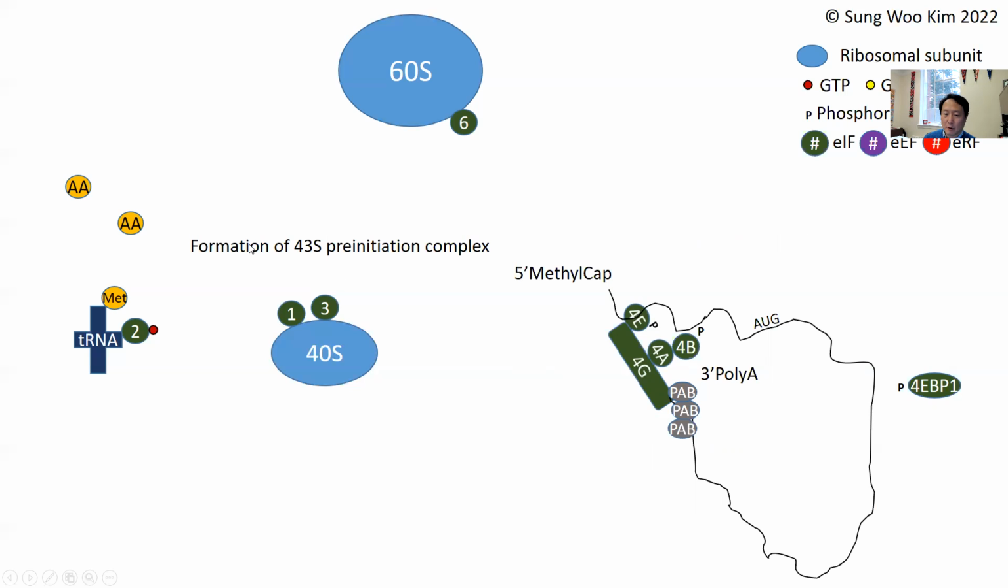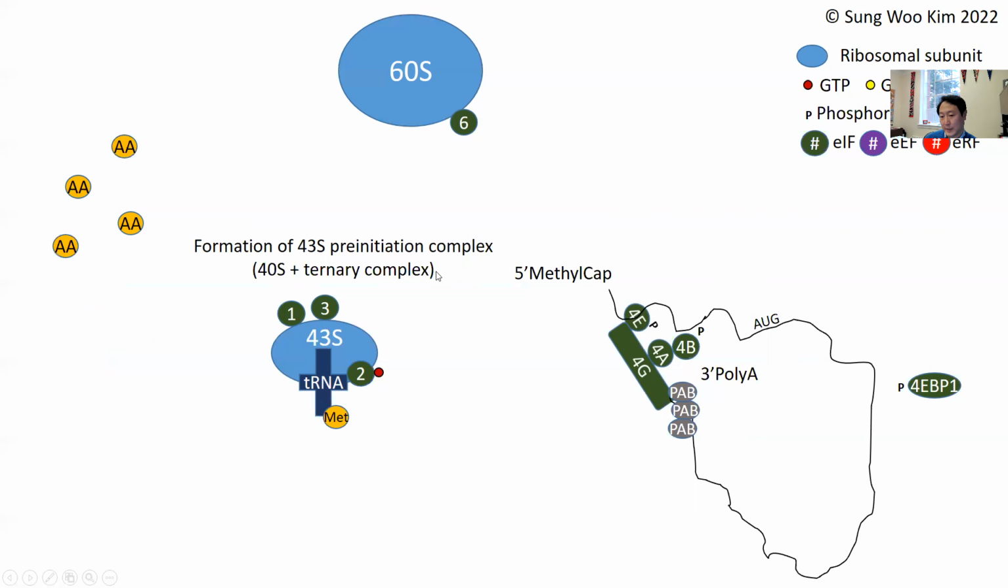Okay, now going back to this ternary complex. This ternary complex will be bound to the 40S subunit with initiation factors 1 and 3. And that will cause the formation of the 43S pre-initiation complex. Okay, and this is what happened.